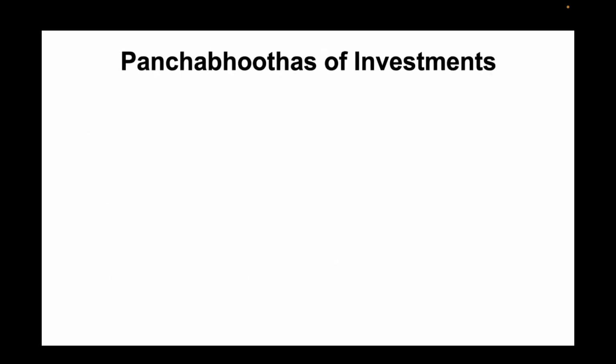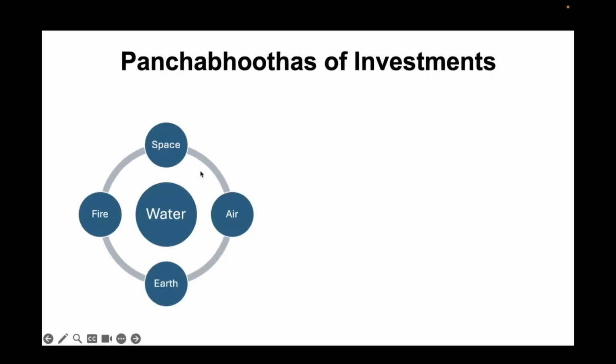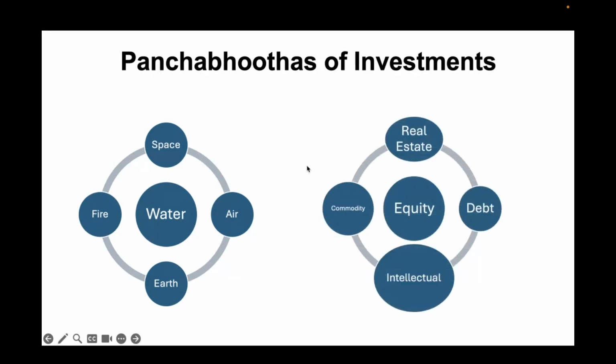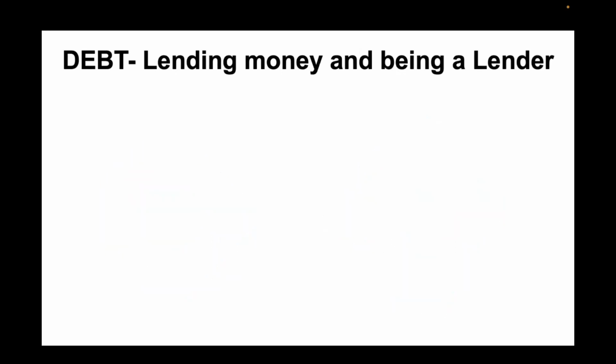So what are the Panchabhootas of investment? Here on the left side, you see the Panchabhutas of the mythology: space, water, fire, earth, and air. And on the right side, you see the five asset classes. So you have real estate, commodity, equity, debt, and intellectual assets. These are the five Panchabhutas in which one can invest and make the money grow. Saving is just not sufficient. You have to invest, you have to dedicate the investments for the savings to grow proportionately.